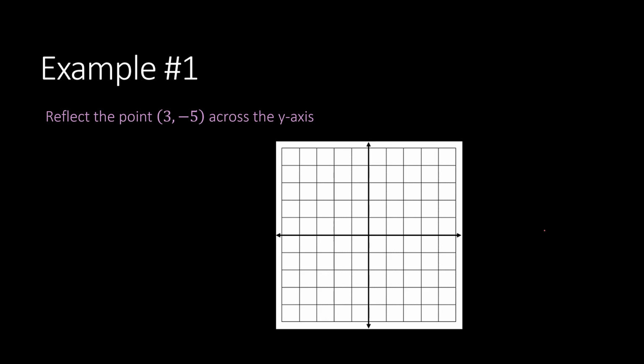Example 1: reflect the point (3, -5) across the y-axis. First thing is plot your point, (3, -5). We want to go across the y-axis, so I'm going to identify my y-axis here. That's my line of reflection. To reflect this point across the line of reflection, we always go perpendicular. This is vertical, so we're going to go horizontally. We're going to just count boxes: 1, 2, 3. To reflect it, we need to go the same distance to the other side: 1, 2, 3.